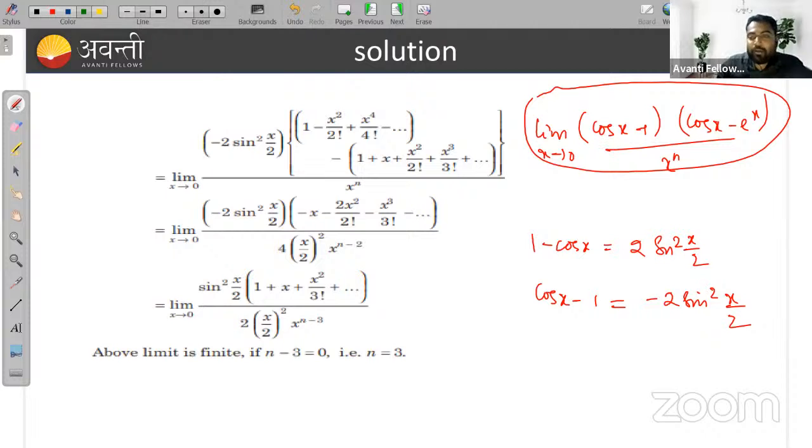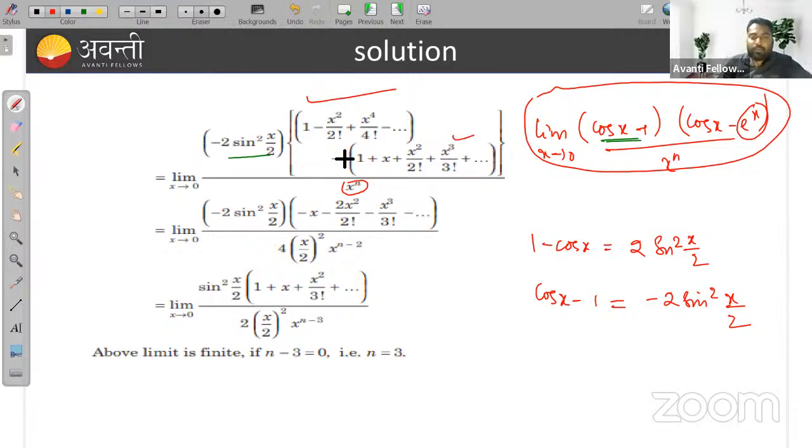So in place of cos x minus 1 I have written here minus 2 sine square x by 2, and we know the series expansion of cos x: 1 minus x square by 2 factorial plus x to the power 4 by 4 factorial and so on. Similarly, we know the series expansion of e raised to x is 1 plus x plus x square by 2 factorial plus x cube by 3 factorial and so on, right? And in the denominator we have x raised to n.